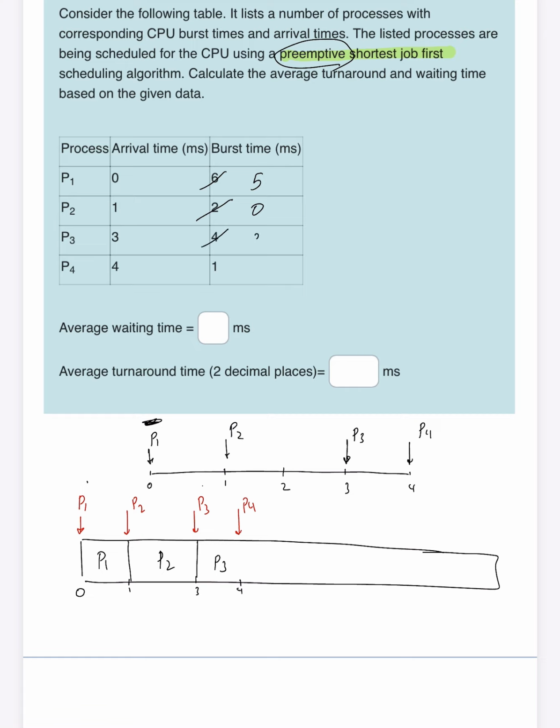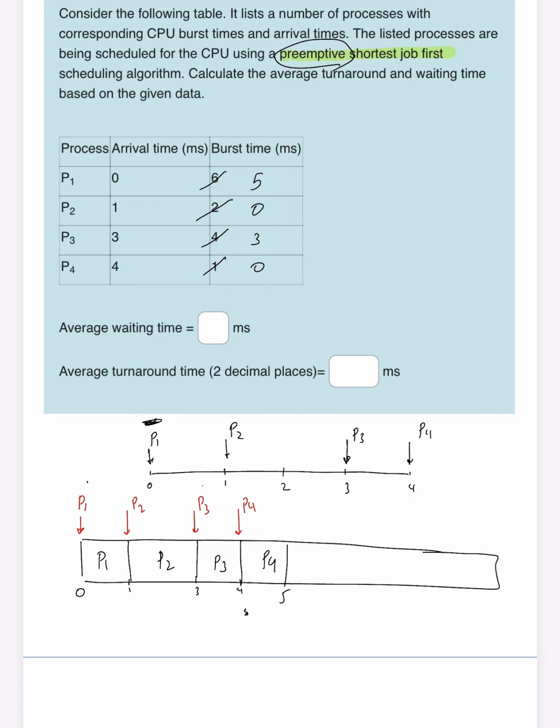So 1 millisecond goes, so P3 is only 3 now, we are at millisecond 4, and we can choose. As you see, P4 is 1 millisecond, P3 is 3 milliseconds, and P1 is 5 milliseconds. So who is the shortest? Definitely P4. So P4 gets CPU time here, and it leaves the CPU at millisecond 5.